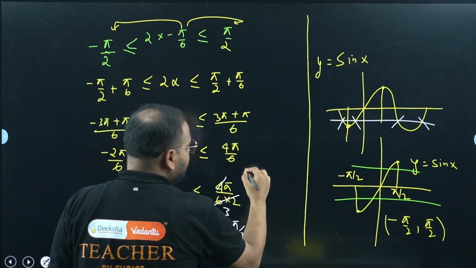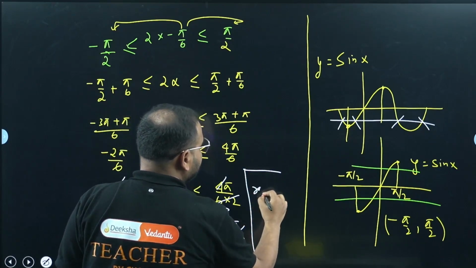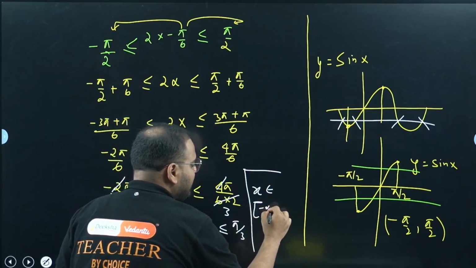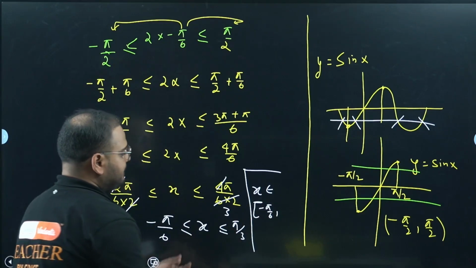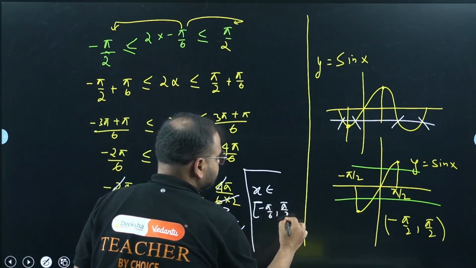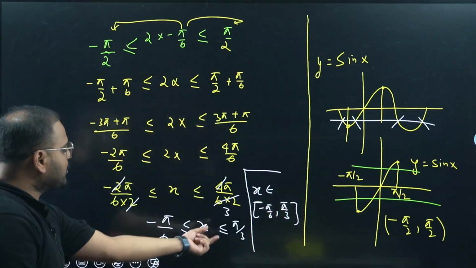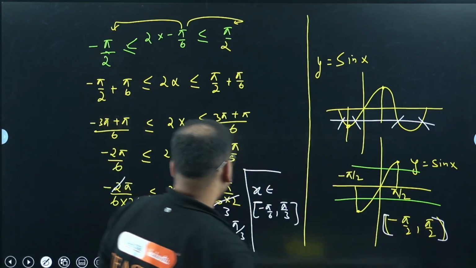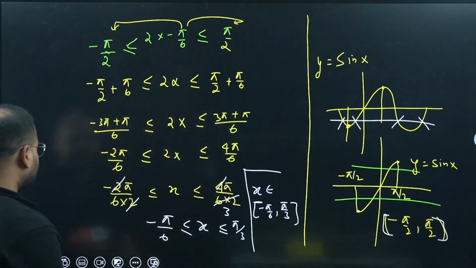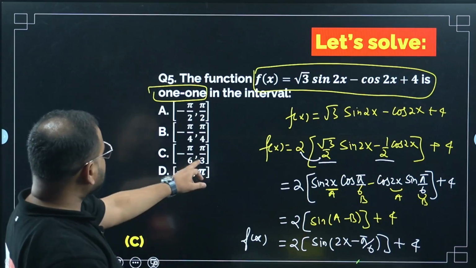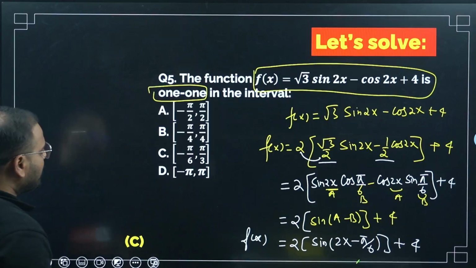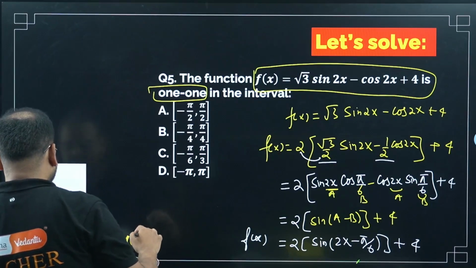So basically x belongs to the closed interval from minus pi by 6 to pi by 3, closed because equality is present on both sides. Forgive me please. So the answer is minus pi by 6 to pi by 3, both included. Answer is what, sir?